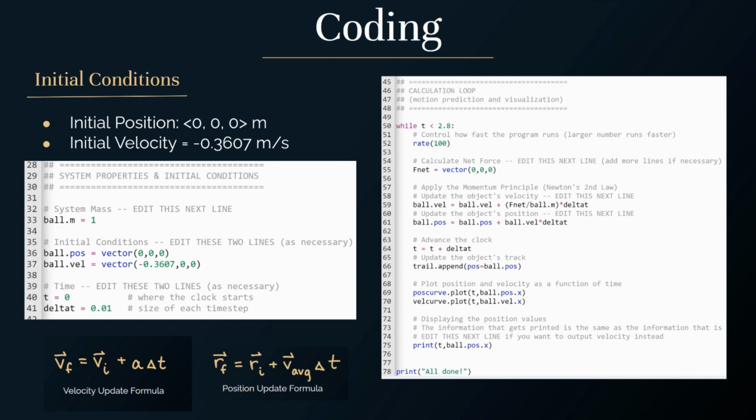As you can see, I set time as 0. That's where the time clock starts, and delta t as 0.01. This is the size of each time step. In the while loop, I put t is less than 2.8 seconds, since that's the total amount of seconds. And fnet, I put as 0 because there's no net force. In the velocity line, I use the velocity update formula, and in the position line, I use the position update formula to calculate the position.